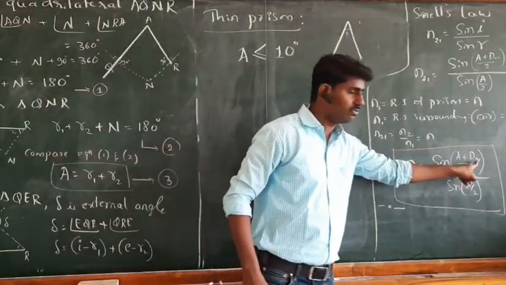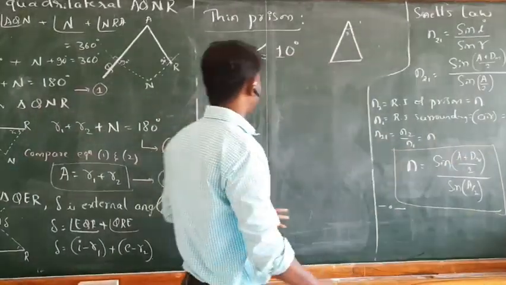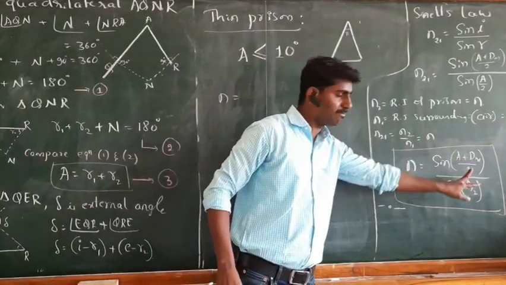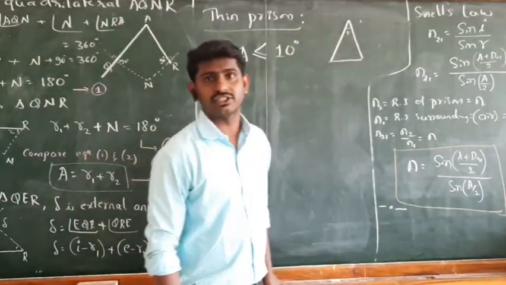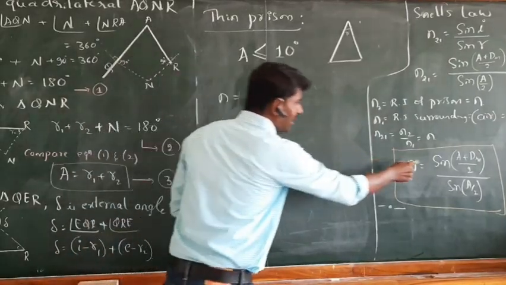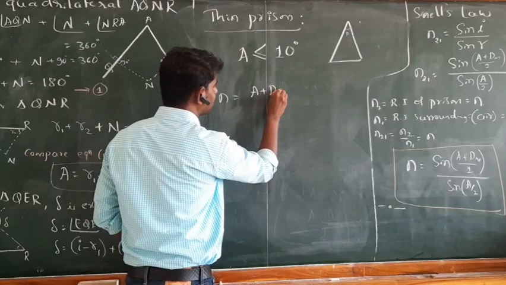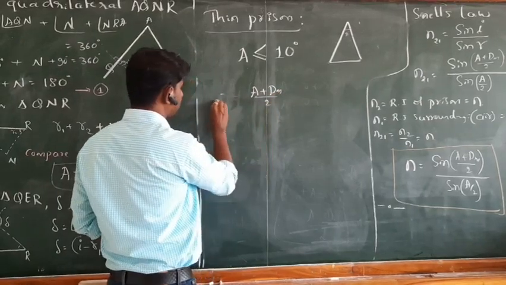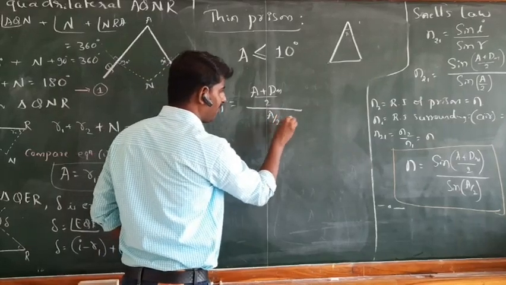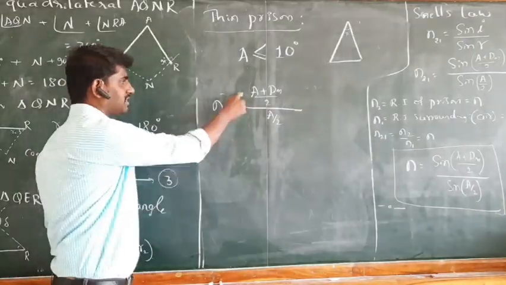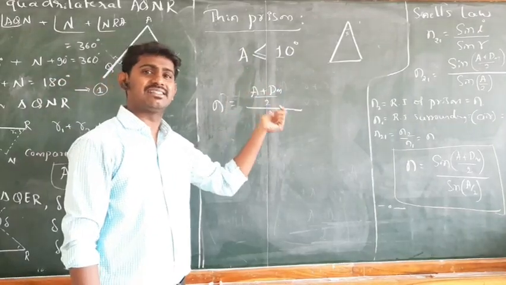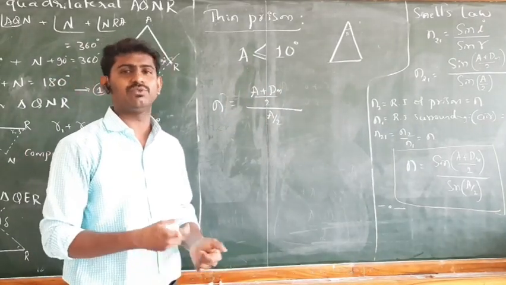If the angle A is very small, then dm will be small. So in the final expression of the prism formula, n is equal to sine of A plus dm by 2 divided by sine of A by 2, here we can neglect the trigonometric functions. As a result, I drop the sine function. Now what happens: A plus dm divided by 2 whole divided by A by 2. Why did we drop the sine functions? Because we are taking a very thin prism whose angle is less than or equal to 10 degrees. It is very small.